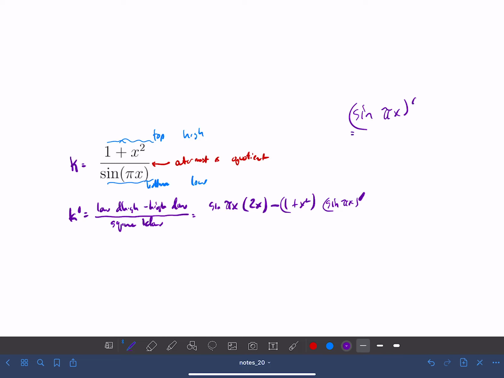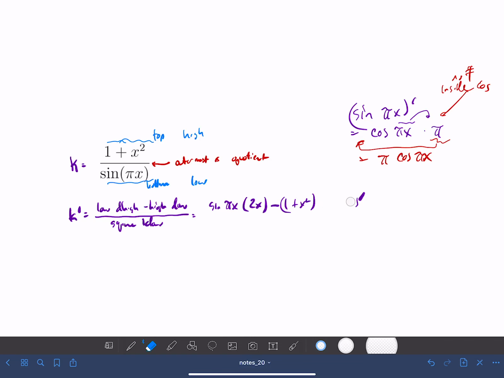Sine of pi x prime is equal to, the outermost function is sine. The derivative of sine is cosine, with the inside staying the same, and then I chain out the derivative of the inside times pi. And we often will take these multiplicative things and move them to the front, so that I don't get confused, because this multiplication by pi is not inside of the cosine. So I would write that as pi times cosine of pi x. So now we're ready to put that into place right here.